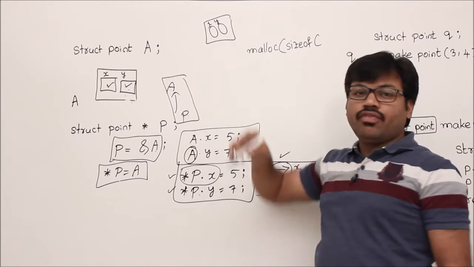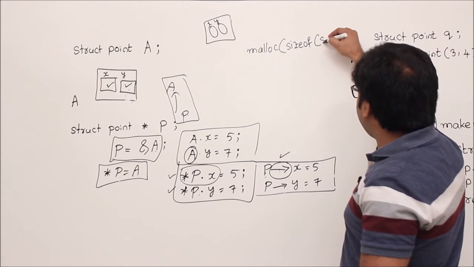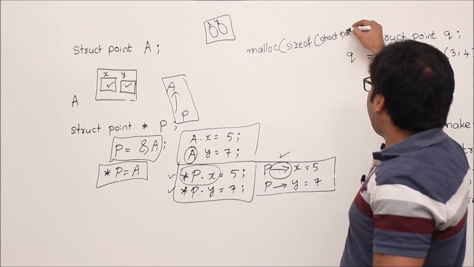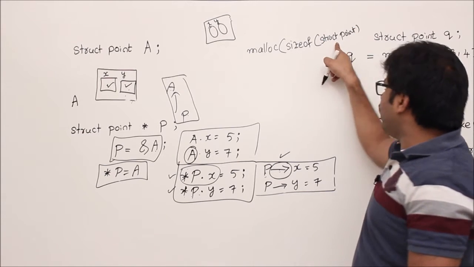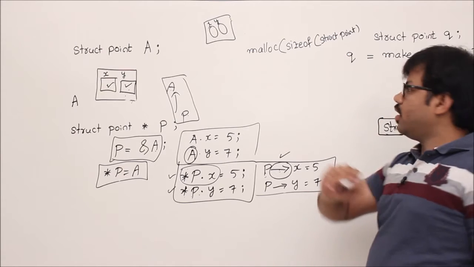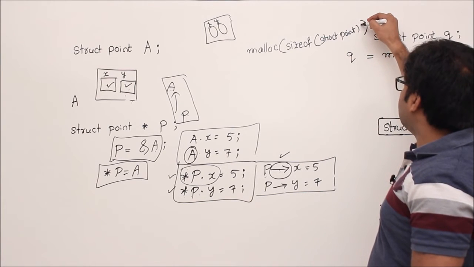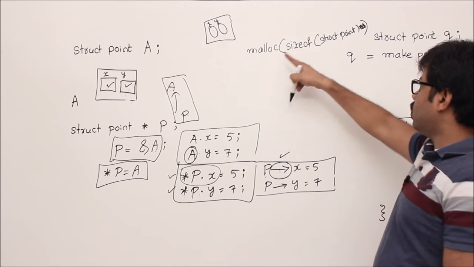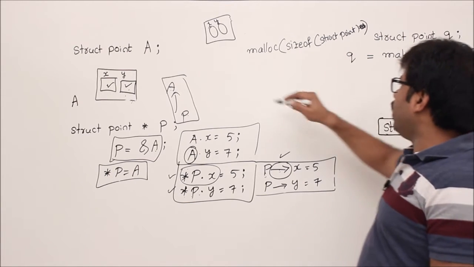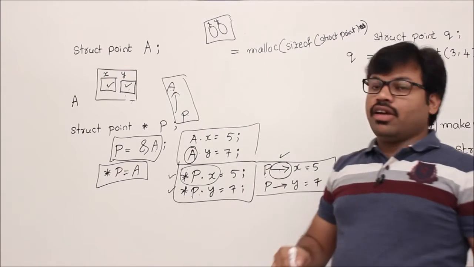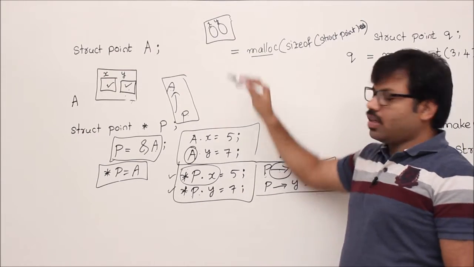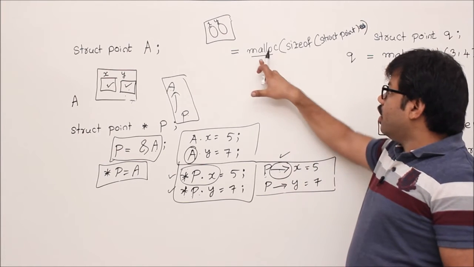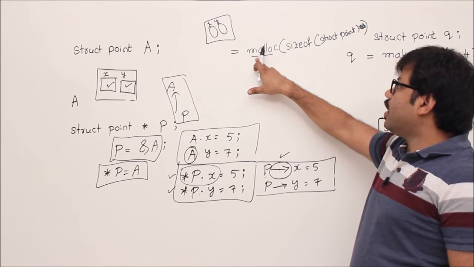what? Size of what you want. What is the data type you want? Struct point. So I want size of struct point only 1. That's why don't mention the star. Either you write star 1, otherwise don't mention anything. So simply malloc size of struct point equal to left side. Since malloc returns the address, someone should be there who can catch the address which is returned by malloc.